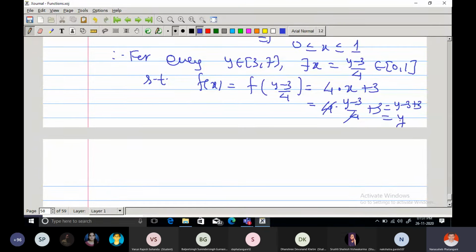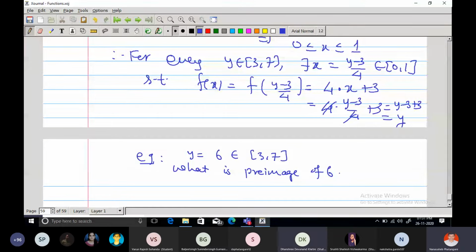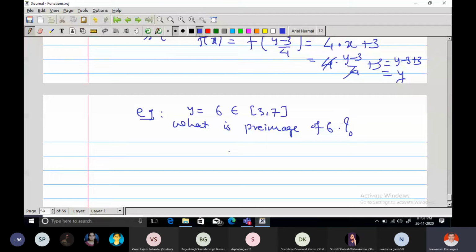pre-image of y, because if we apply, for example, if you look at a particular case, if I choose y equal to, you choose any element, 6, is it in the codomain? Right, 6 is in the codomain. What is the pre-image of 6 now? Can you tell me this? The pre-image of 6 is x, which is y minus 3 by 4.